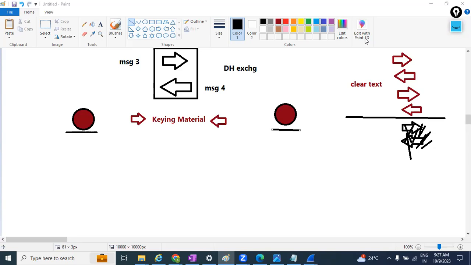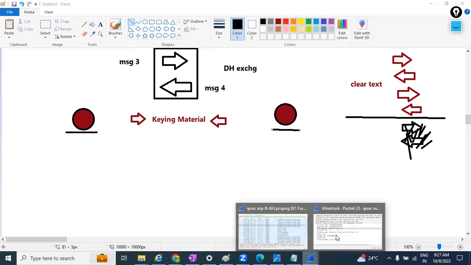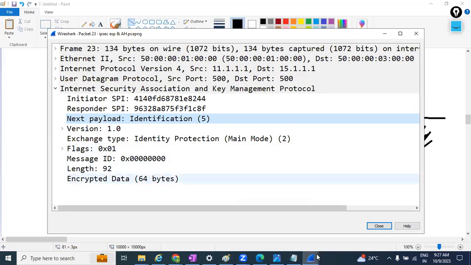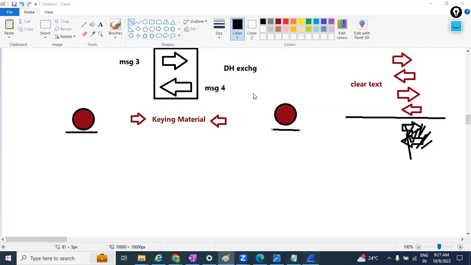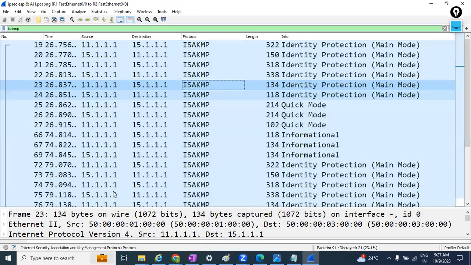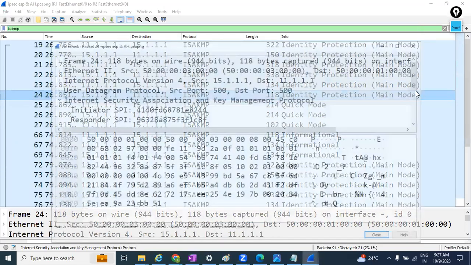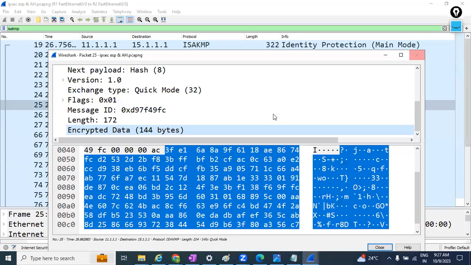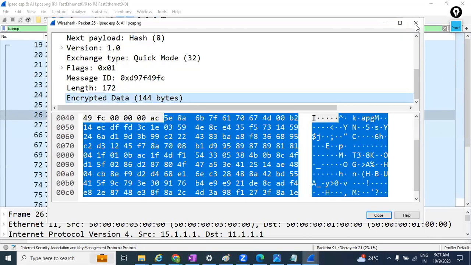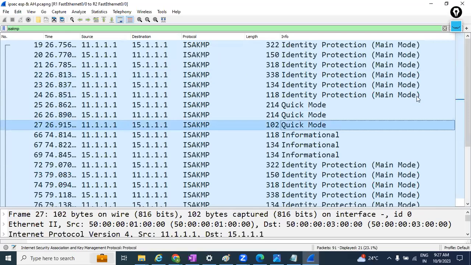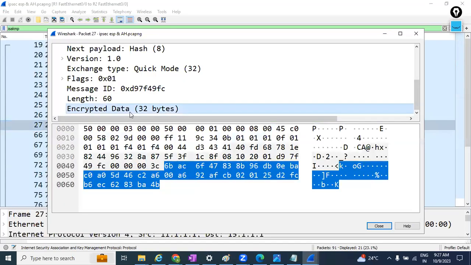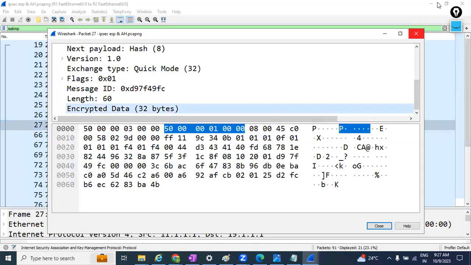So this is the reason that from the fifth packet onwards, all the packets would be encrypted. Is that clear? So as you can see here, the fifth packet is encrypted. This is the fourth message we have seen. Then the fifth message, the sixth is again encrypted. Seventh is again encrypted. Eighth is again encrypted. And the last is again encrypted. All messages are encrypted. The reason is that we have exchanged keying material.